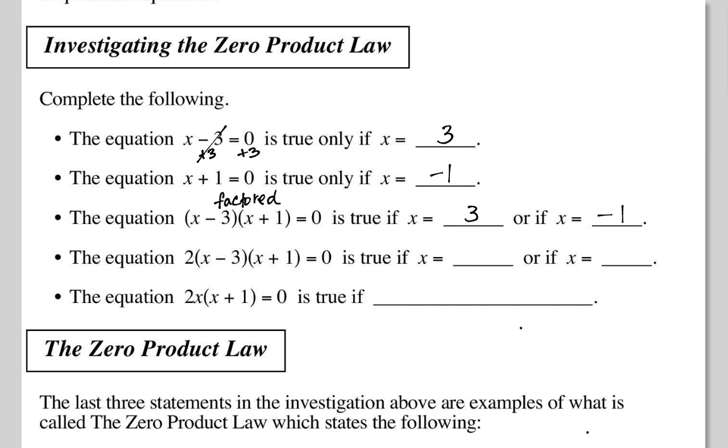And the next bullet, after that, all they're doing is adding or changing the a value. Change the a value from 1 to 2. Is that going to change this property? Because if you times 2 by 0, is it still 0? Yeah, so it's the same answers here.